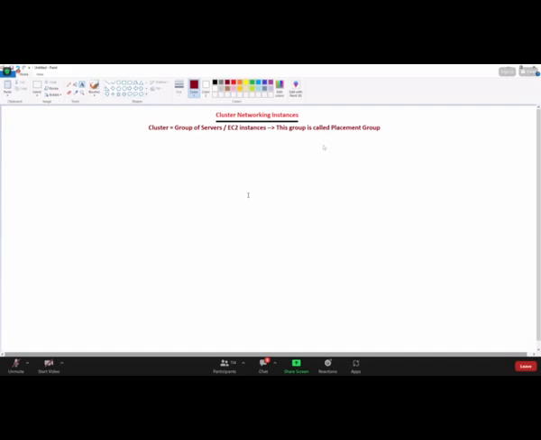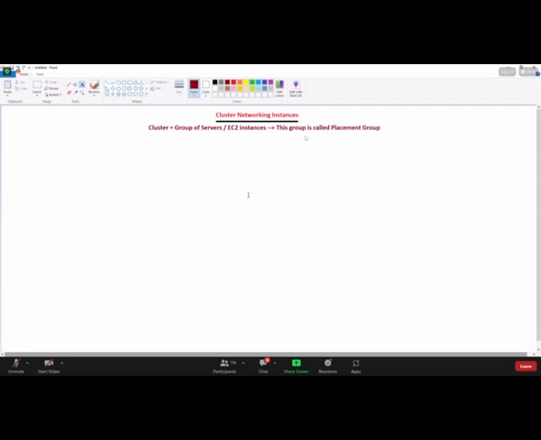So now, let's say we have 5 host machines. You went and launched 10 EC2 instances. Will all these 10 EC2 instances sit in one host? No. They will be spread across multiple different hosts.